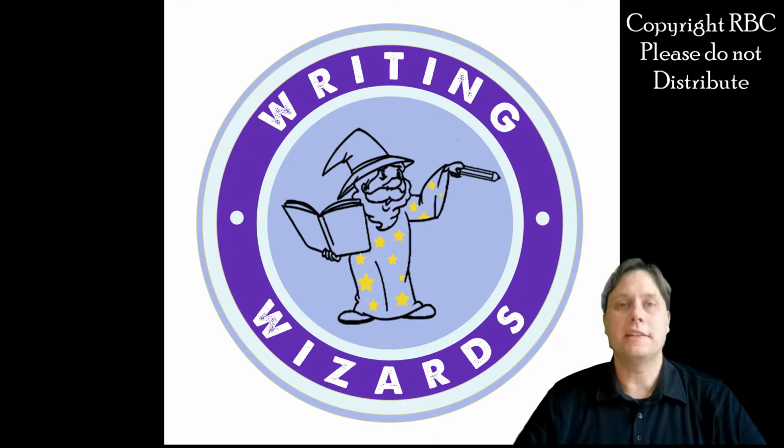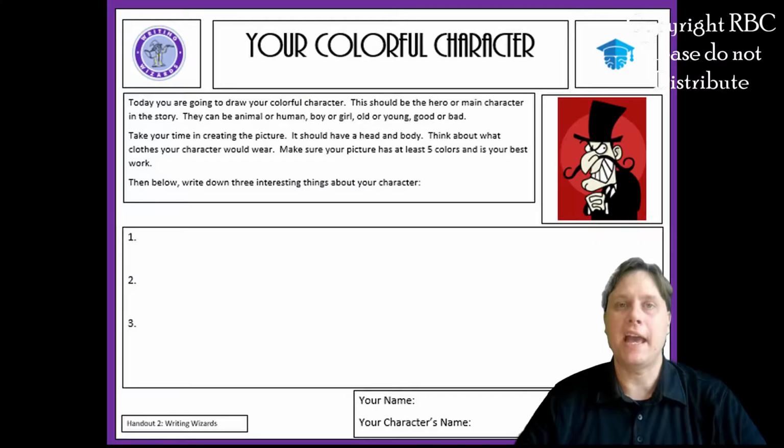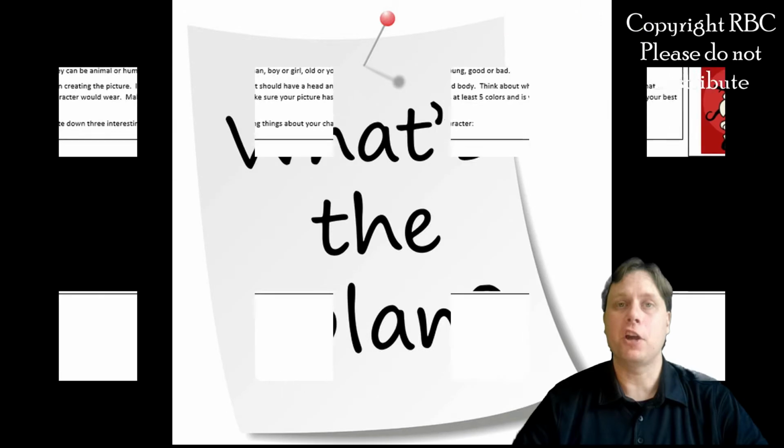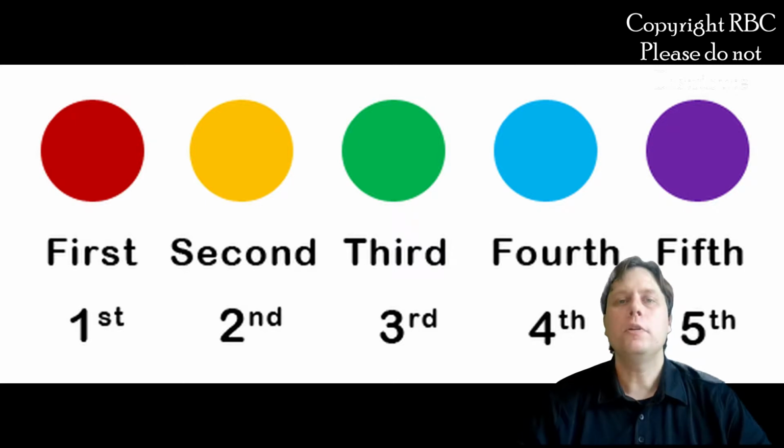Now, we've been working on a story setting in which our stories will take place, and we've also been designing our main protagonist. But now we need to come up with a specific plan for our story. We need to figure out what's going to happen first, what's going to happen second, and so on. We'll have a story planner that looks like this.